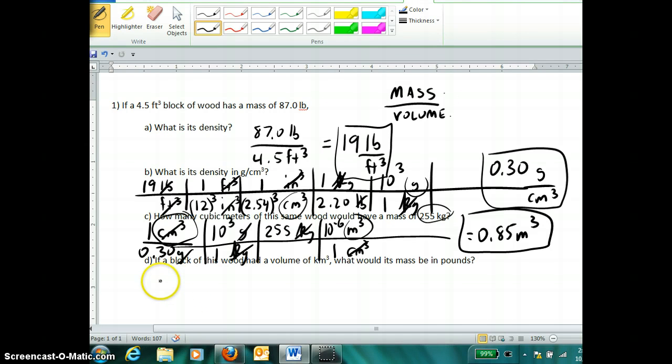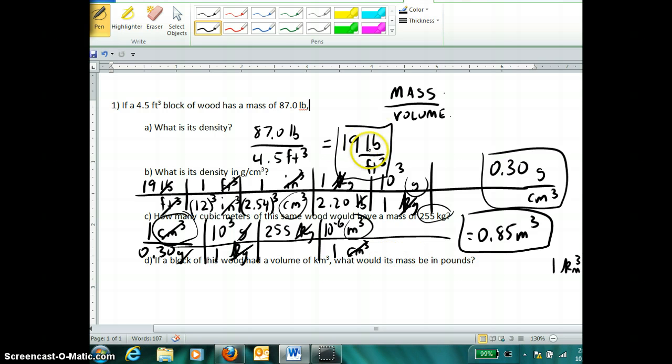In the last part of the problem, we said if a block of wood had a volume of 1 kilometer cubed, so we have this volume now of a kilometer cubed in this last part of the problem, we're asked what would be its mass. And we don't care about units. That's the last thing we worry about in step 5. We want to know what quantity we're being asked for. And we're being asked for a mass of this wood.